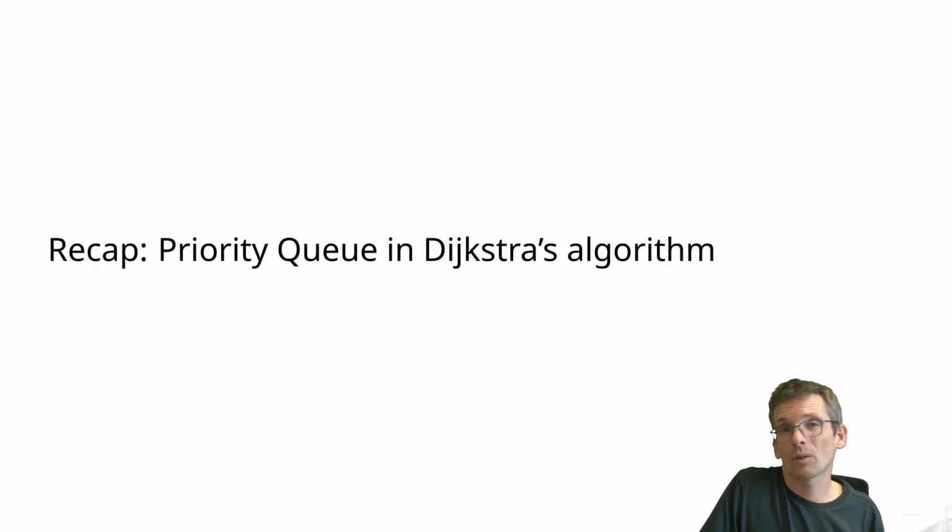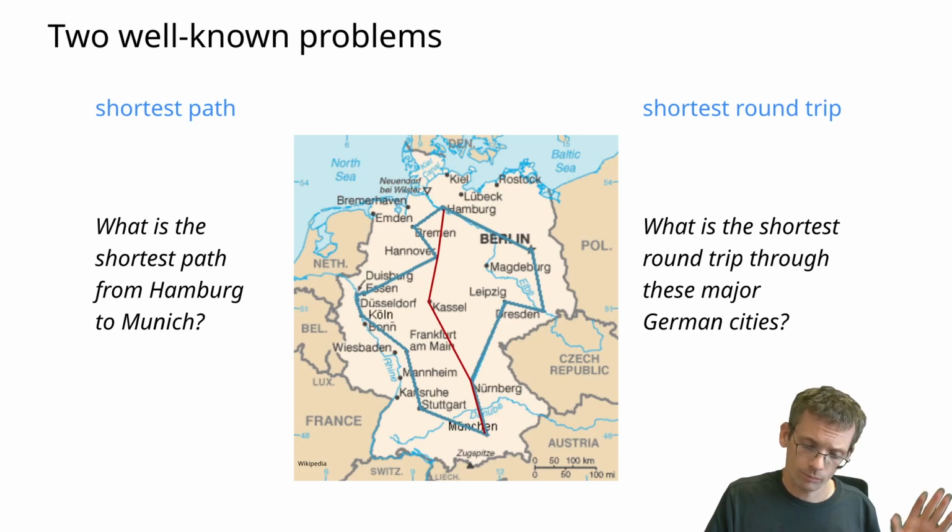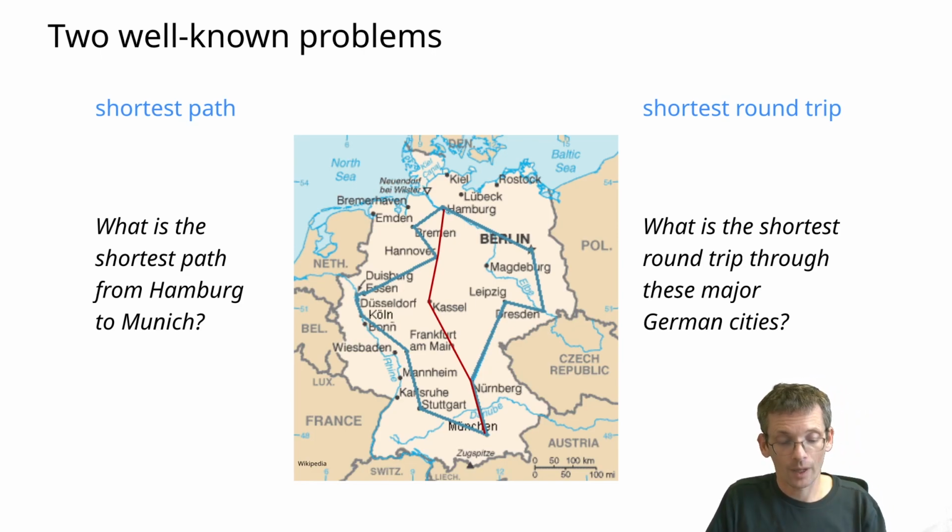So now let's do a quick recap of shortest path algorithms, and in particular the role of the priority queue in Dijkstra's algorithm. Just for a little bit of context, with shortest path we want to go from A to B, and there are efficient algorithms for that. In my example, I want to go from Hamburg to Munich.